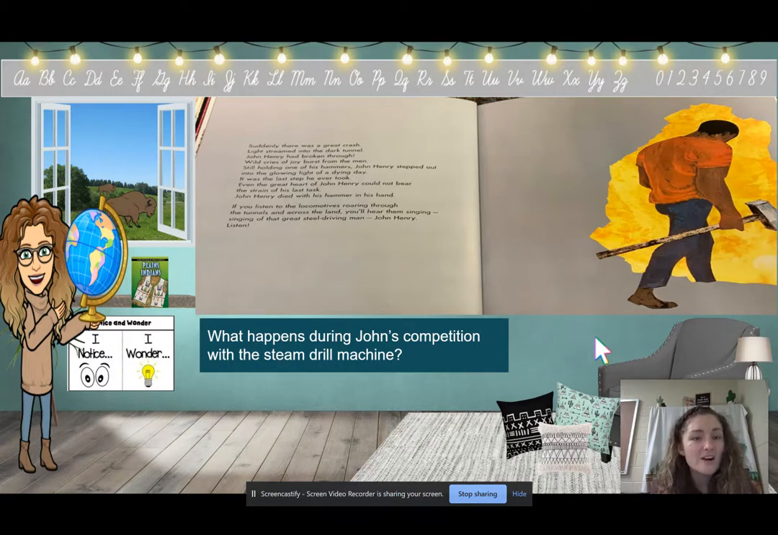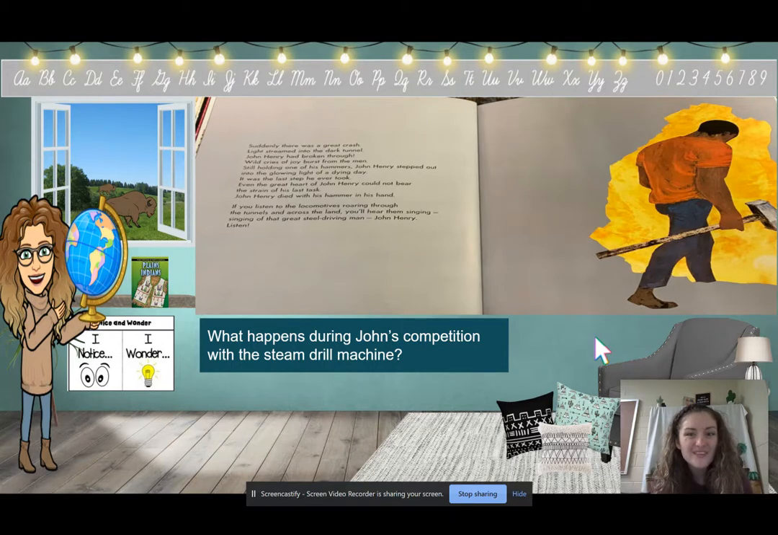Even the great heart of John Henry could not bear the strain of his last task. John Henry died with his hammer in his hand. If you listen to the locomotives roaring through the tunnels and across the land, you'll hear them singing of the great steel-driving man, John Henry.